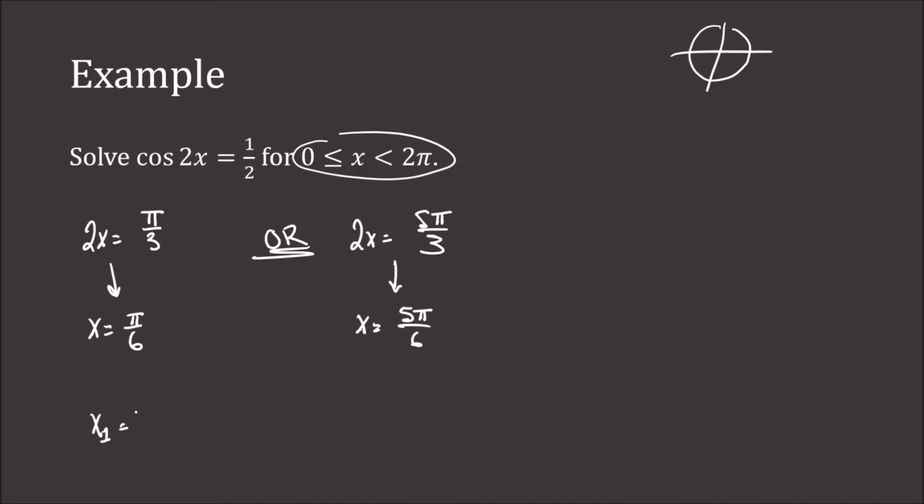So we'll get x1 is pi over 6, x2 is 5 pi over 6, x3 would be pi over 6 plus pi, which is 7 pi over 6, and x4 would be 5 pi over 6 plus pi, and that is 11 pi over 6.